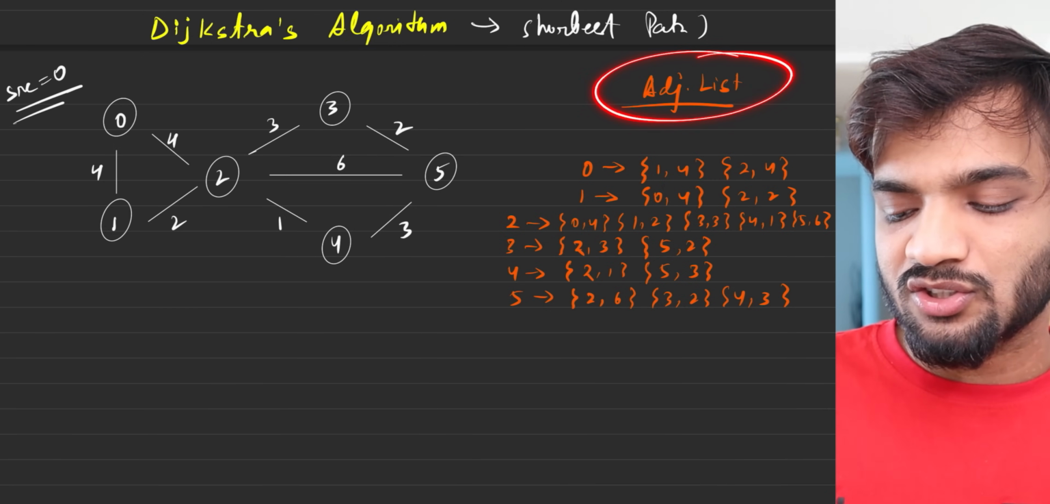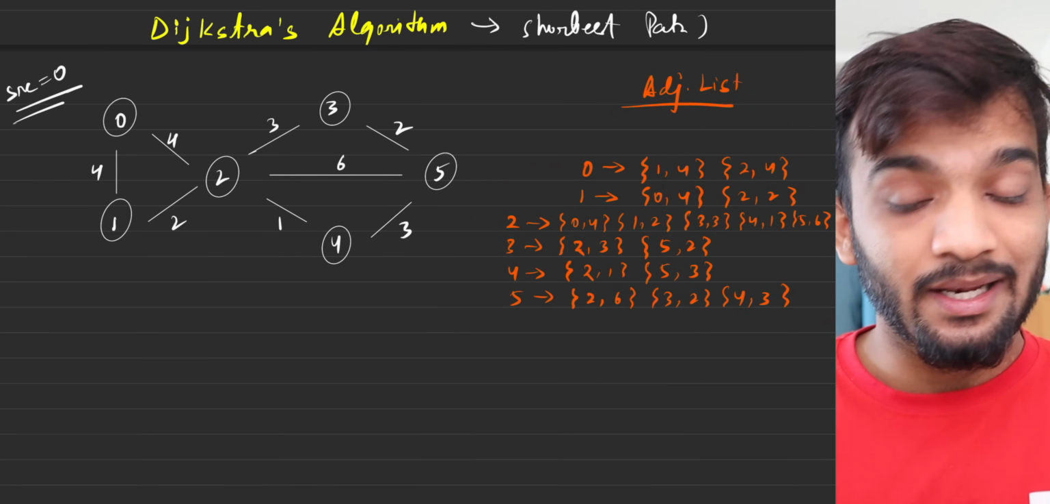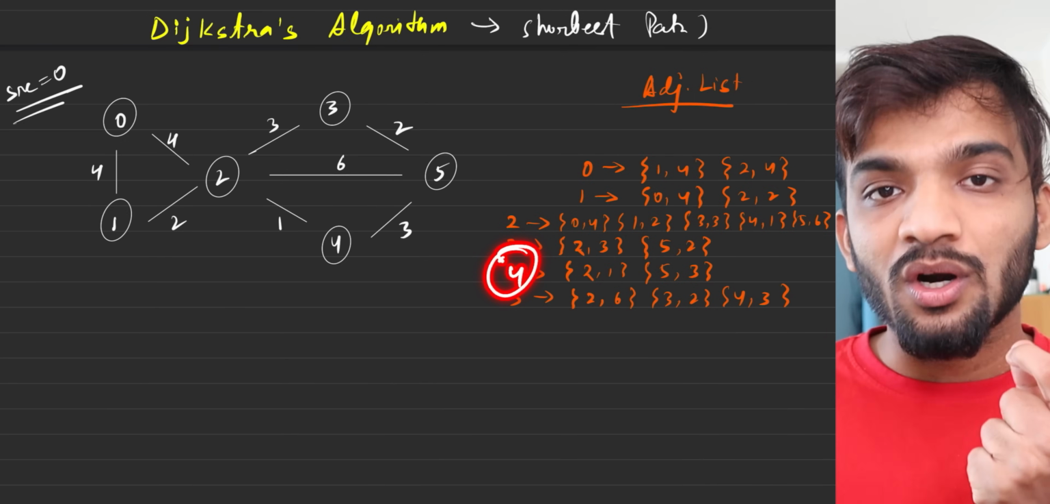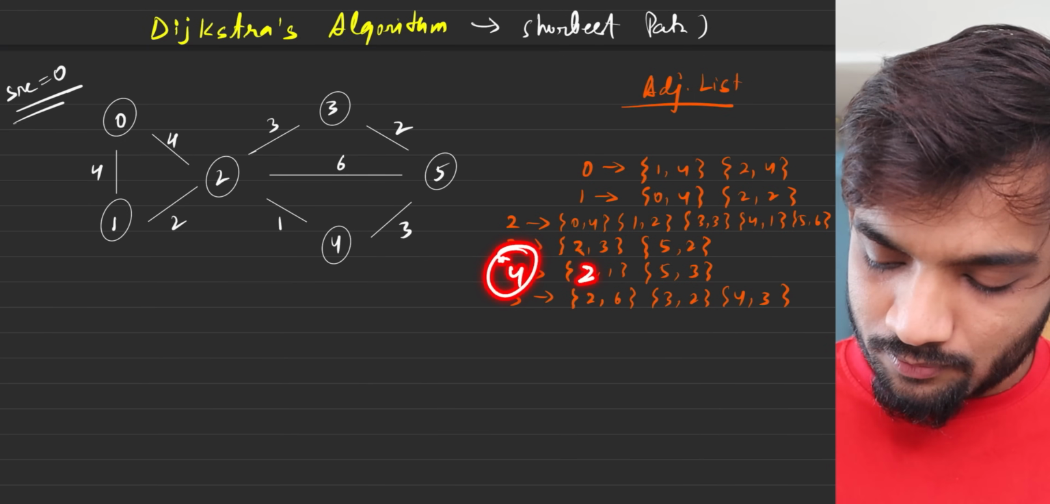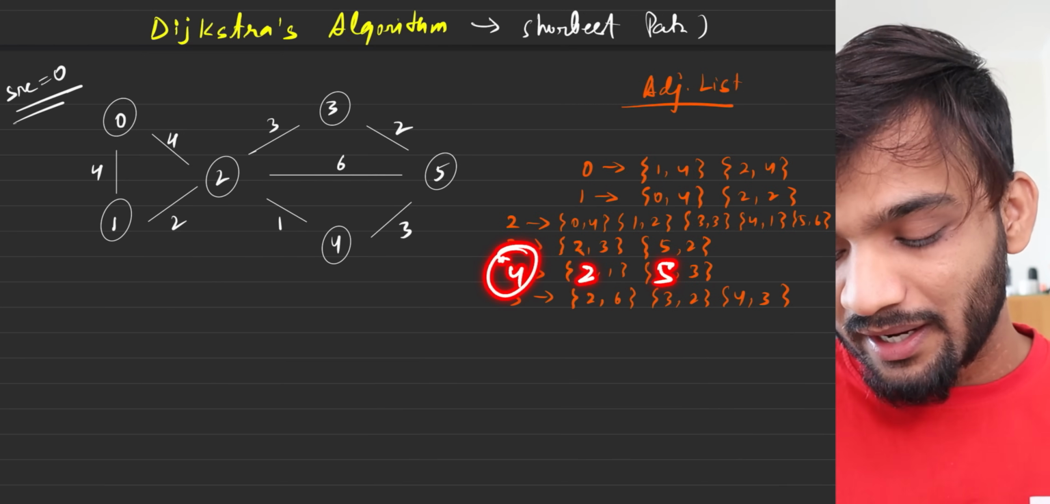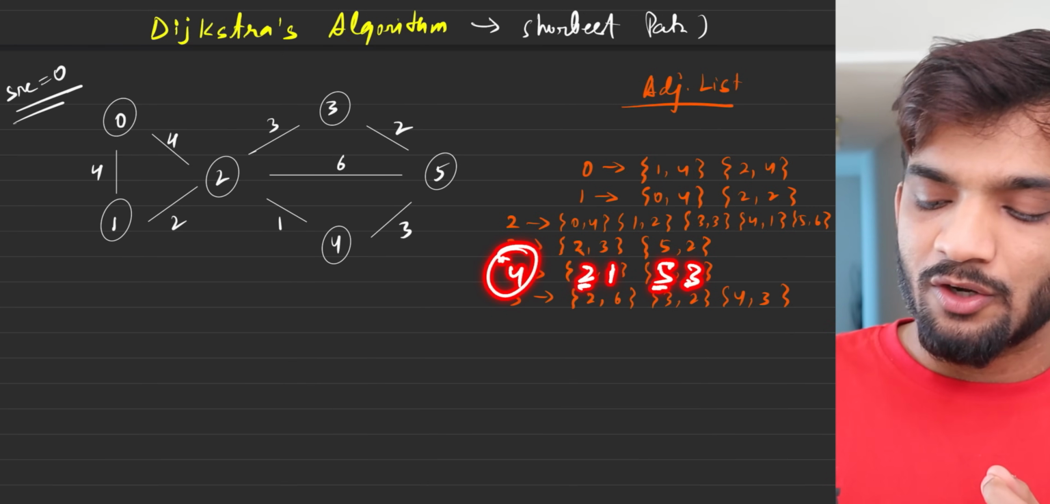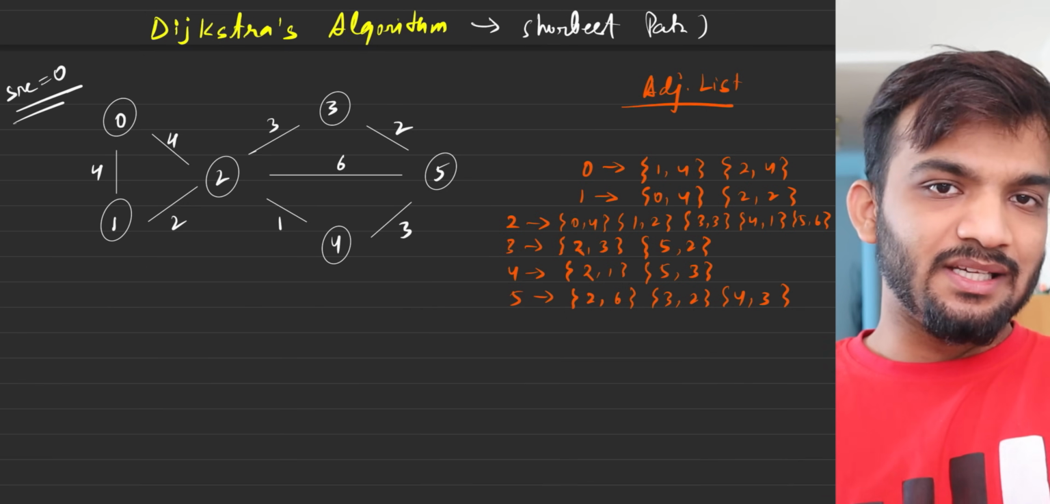So this is how you can store the adjacency list. If you're standing at 4 and someone asks you, what are the adjacent nodes of 4? You'll say 2 and 5. What is the weight till 2? 1. What is the weight till 5? 3. This is how you can figure it out from the adjacency list.